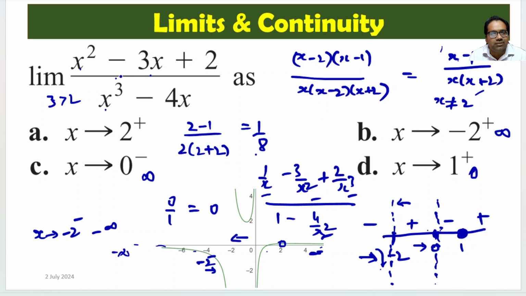Basically, what we are trying to say is, in any rational function, when the highest power of the denominator is greater than the highest power of the numerator, then the x-axis is a horizontal asymptote. Right, guys? Thank you.